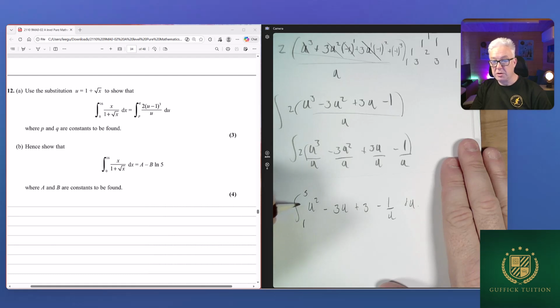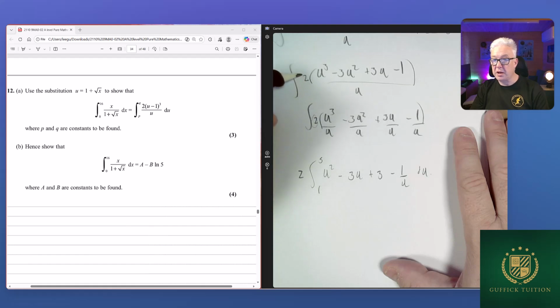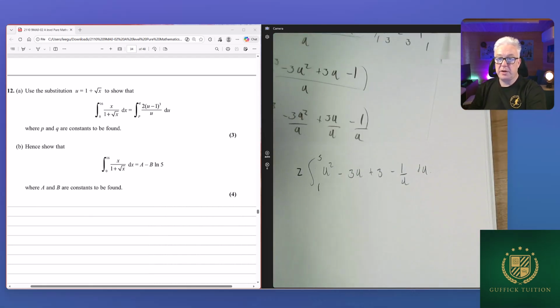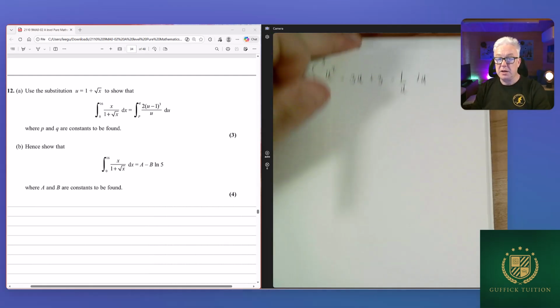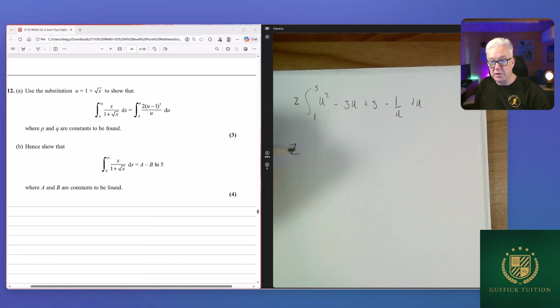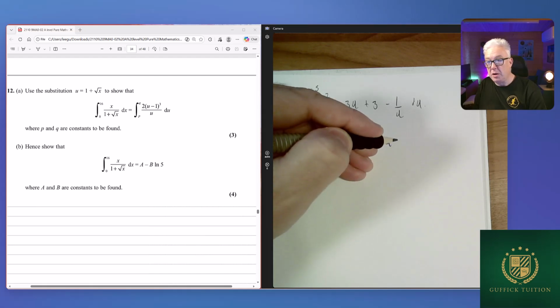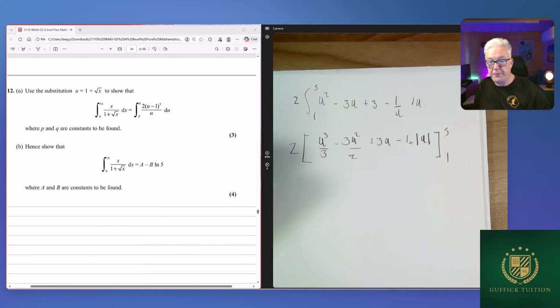We must not forget that. So therefore, you know what, I'm going to take the 2 outside. Because the 2 is a constant, by the way, you can take a constant outside of an integral. So that 2 that was there times the whole thing, I've just taken it outside. And I'll just times everything by 2 in the end, which is perfectly fine to do. So let's integrate this whole thing now. So we've got 2, and then we're going to have u cubed over 3 minus 3u squared over 2 plus 3u minus ln mod u in between the limits of 5 and 1.